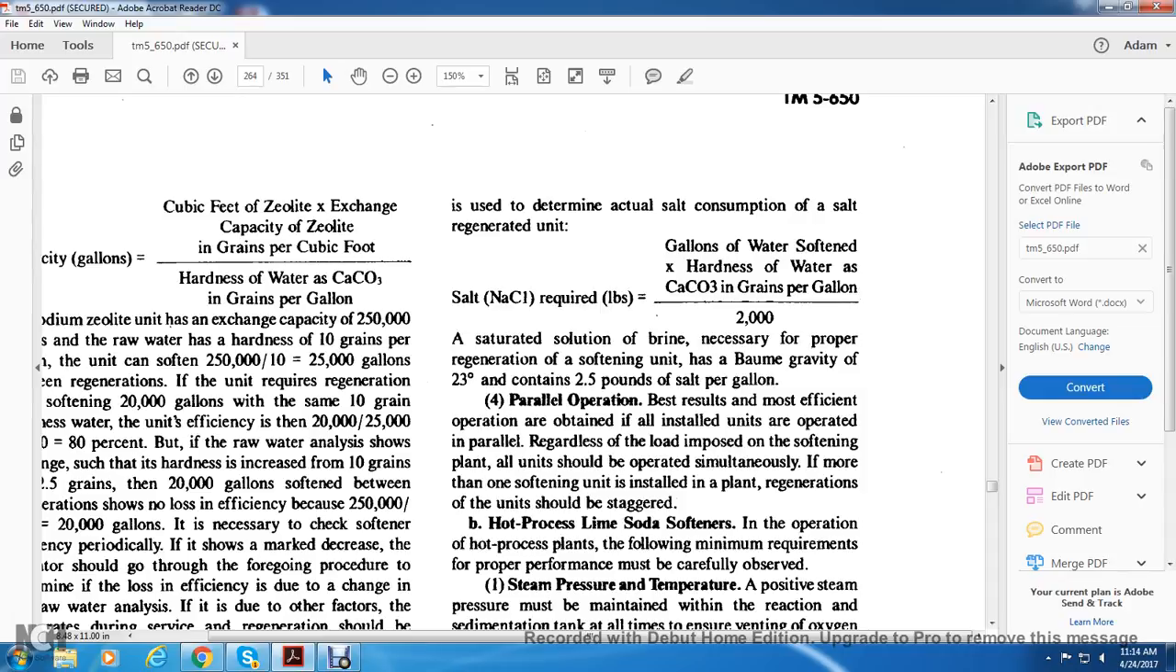A saturated solution of brine is necessary for proper regeneration of the softening unit. Presume a specific gravity of 23 degrees, containing 2.5 pounds of salt per gallon. Parallel operation. The best result, the most efficient operation, is obtained with the units operated in parallel regardless of the load imposed on the softening plant, but all the units should be operated simultaneously. If more than one softener is used in the plant, the regeneration of the units should be staggered.